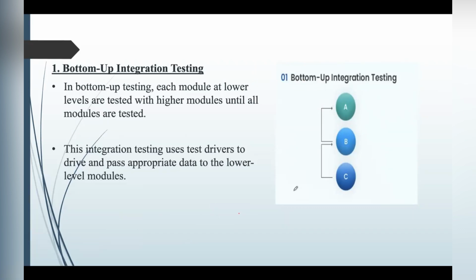In this approach, each module at lower levels is tested with higher modules until all the modules are tested. So in the picture, you can see the modules which are present at the lower levels, they are tested with higher levels. So how long does this process continue? Until all modules are tested. So in this picture, we have three modules. So this process will be repeated until all three modules are tested.